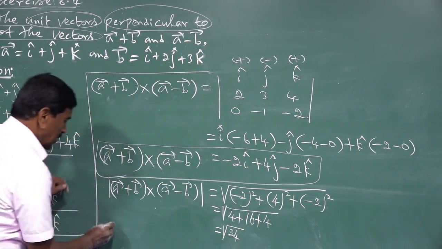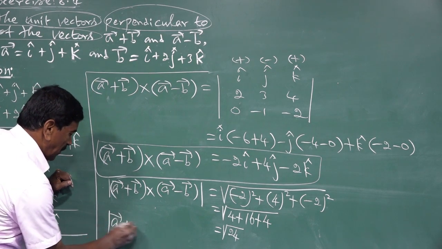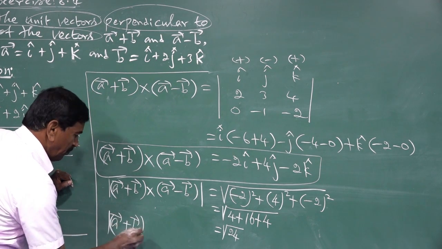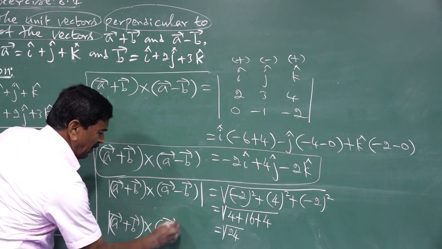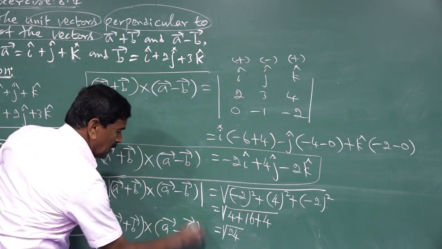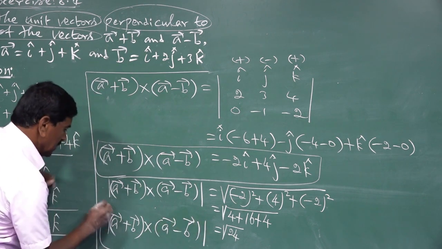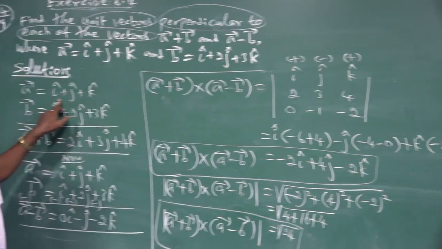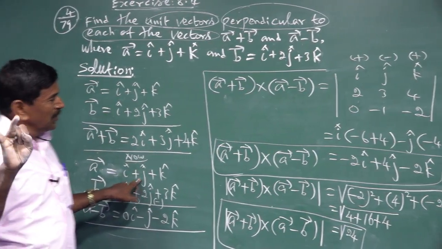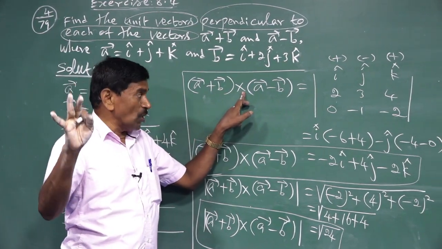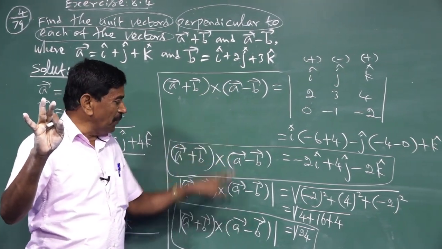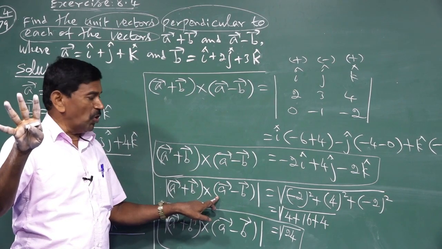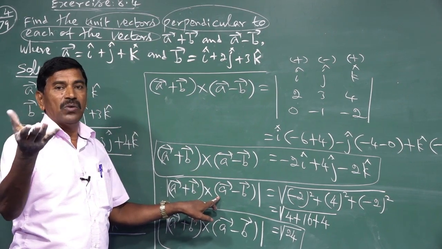What is the left hand side? Modulus of a vector plus b vector cross a vector minus b vector. Complete the modulus. Again, step 1 is addition, step 2 subtraction, step 3 cross product, and step 4 its magnitude, that is the modulus. Now what is step 5?